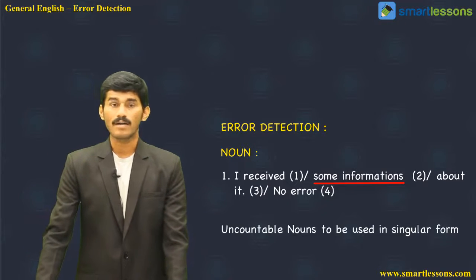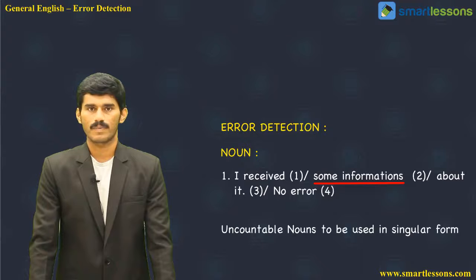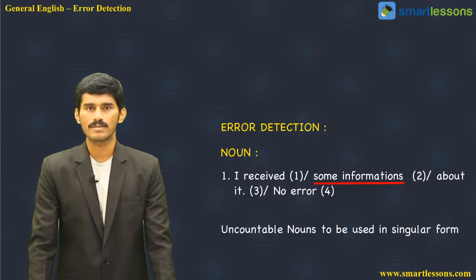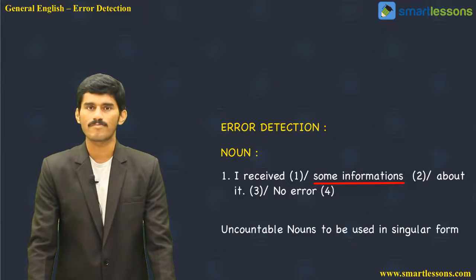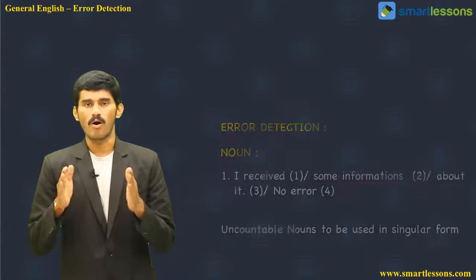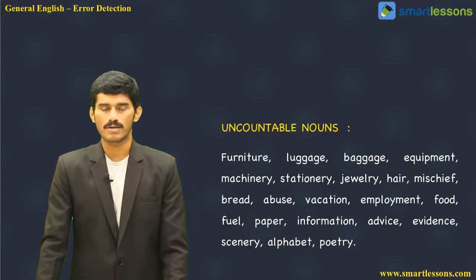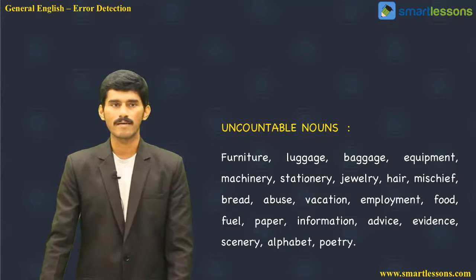See here, uncountable nouns are to be used in singular form only. Here is a list of some words which are uncountable nouns. They never take S. They are always used in singular form. Meaning plural, but they are singular in form. For example, furniture, we cannot say furnitures. Luggage, we can't say luggages. Same is the case with all the words listed here.